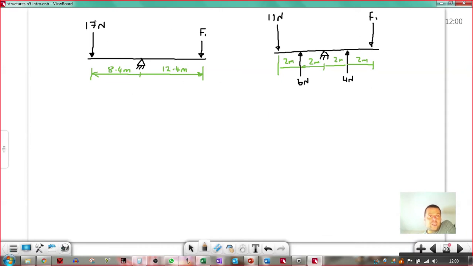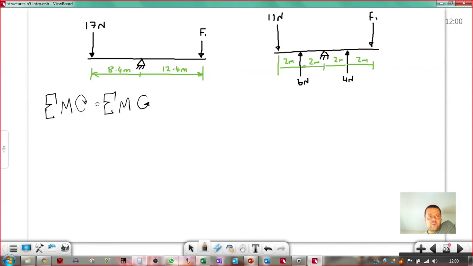Here we've got a beam set up where there's two forces on it. One's 8.4 metres away and the other's 12.4 metres away from the fulcrum. We know that one of them's 17 newtons, and the question is, what do we want the other one to be in order for this beam to be in equilibrium? So this is calculating for equilibrium now, so we're going to do it slightly differently. We know there's a condition for static equilibrium that says the sum of the moments clockwise must equal the sum of the moments anti-clockwise. We've already talked about that. So the idea is that this moment, 17 times 8.4, must equal F1 times 12.4 in order for this thing to be balanced.